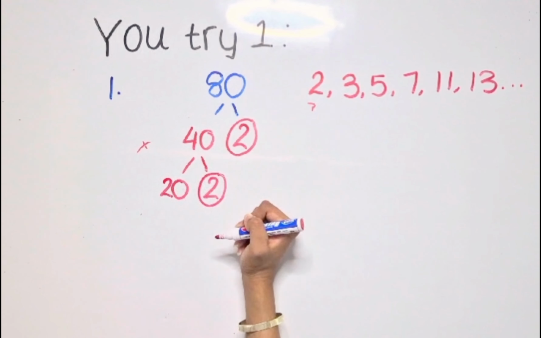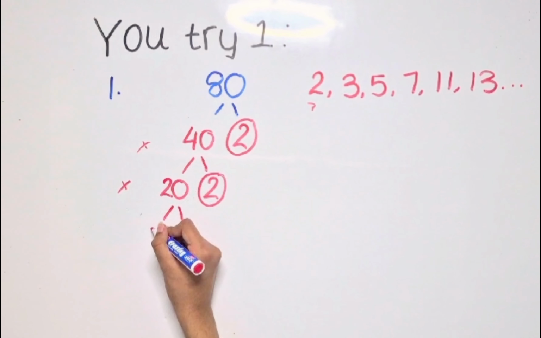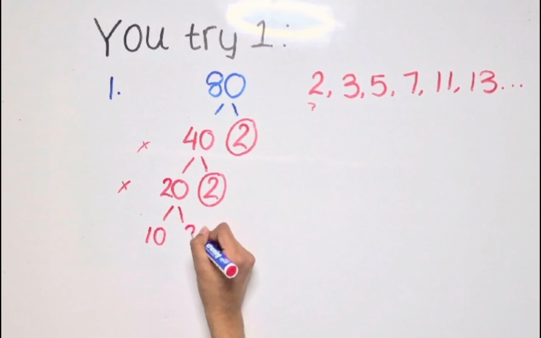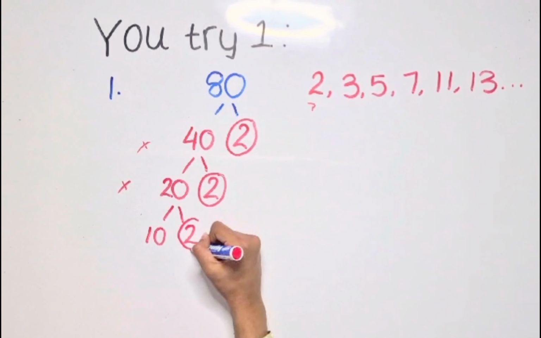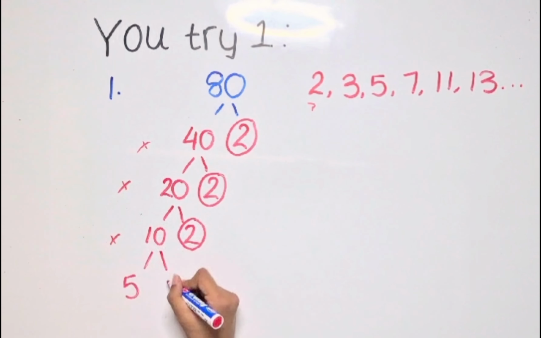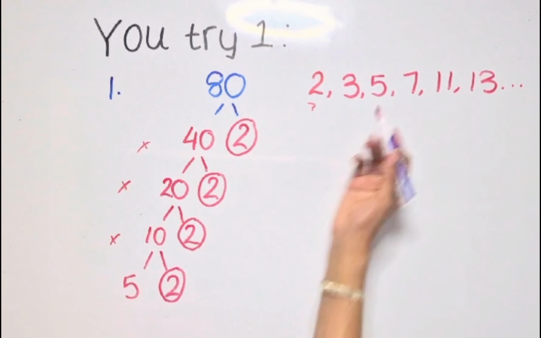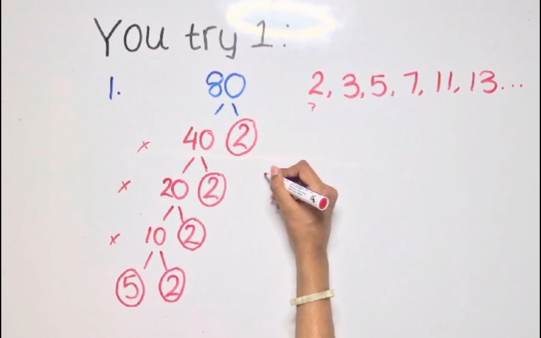And we're going to circle the 2 because it's a prime number. And 20 is not a prime number, so we're going to divide it again. We're going to divide it by 10 and 2. 2 is obviously a prime number, so we're going to circle that. But 10 is not, so we're going to divide it again. And we can get 5 and 2. And 2 is a prime number as well as 5, so we're going to circle that.